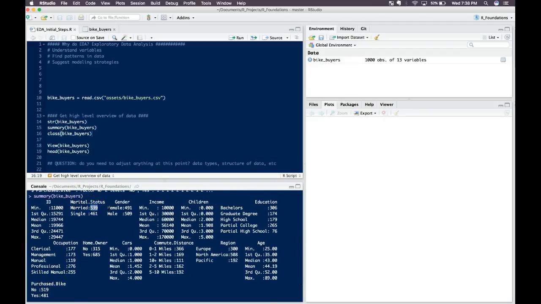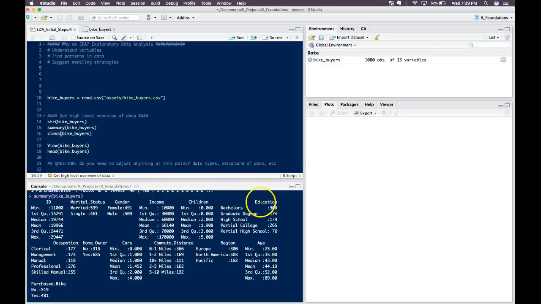So right off the bat, more married people, more males than females, not by much. Same with the marital status. We can see the spread of the income. It's way out there, 10,000 to 170,000. You can see the spread of the children, which may bring up some concerns, because if you look at the mean of the number of children, the average, you can't really have 1.9 children, so we may need to change that later.